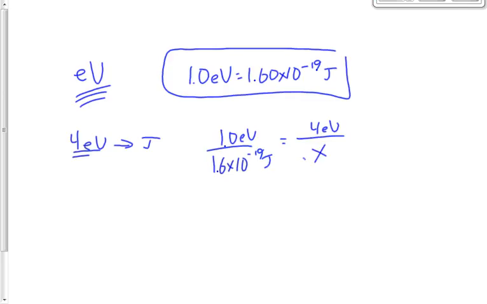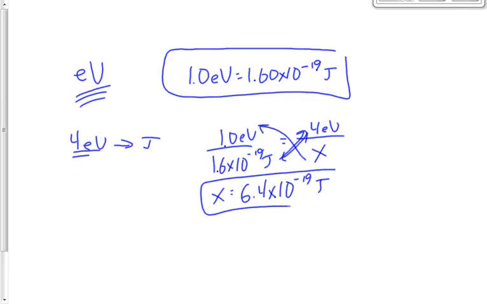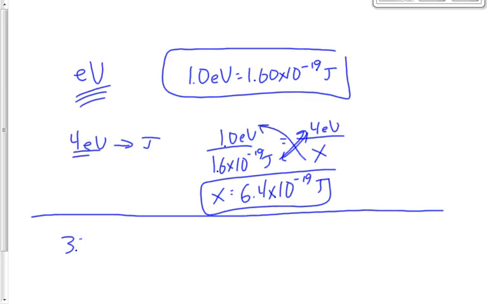The x goes up by multiplying. The 4 goes down by dividing. The 1.6 goes up by multiplying, I should say. And we end up with a value there of 6.4 times 10 to the minus 19 joules. So we just converted the electron volts to joules, right? It's a conversion that you're going to have to do fairly often. The one that you'll have to do a little bit less often is the other way around, converting joules to electron volts. Let's say we got, let's make it 3.2 times 10 to the minus 18 joules.